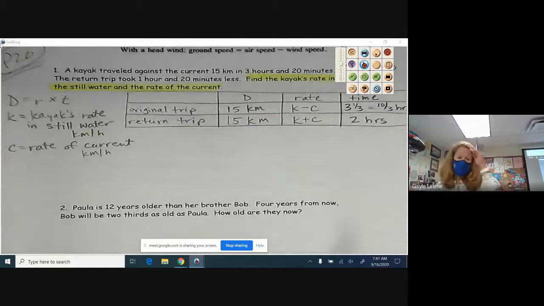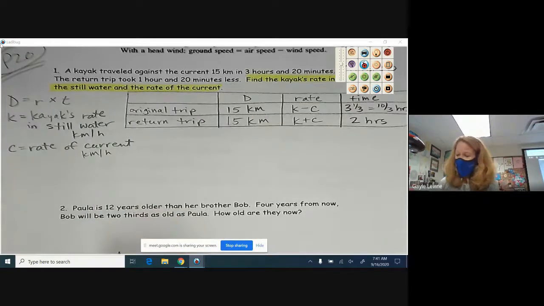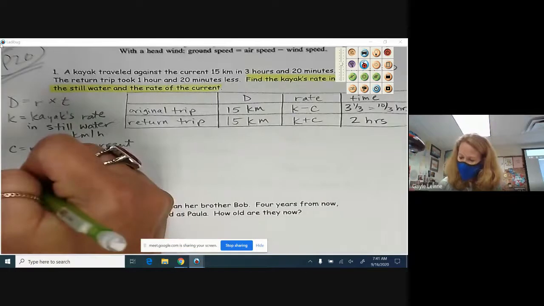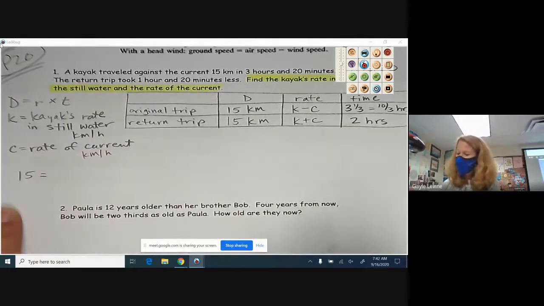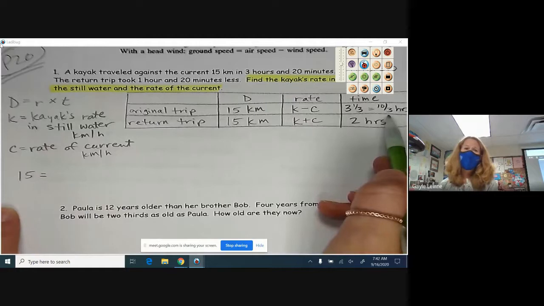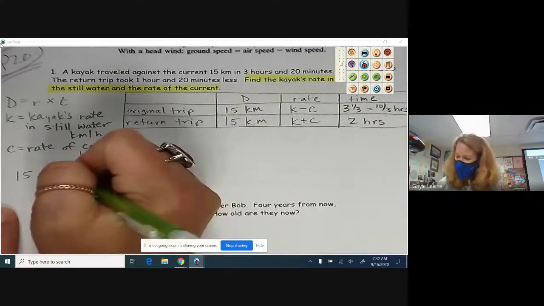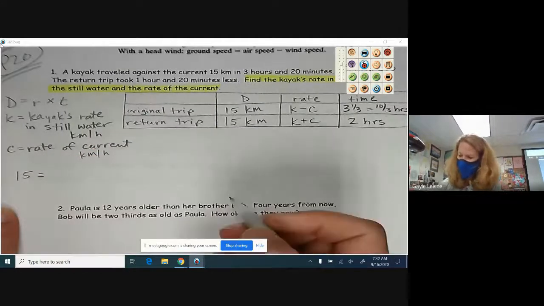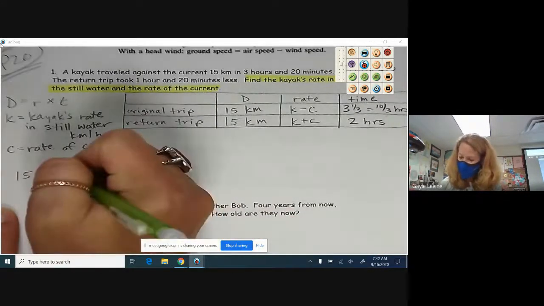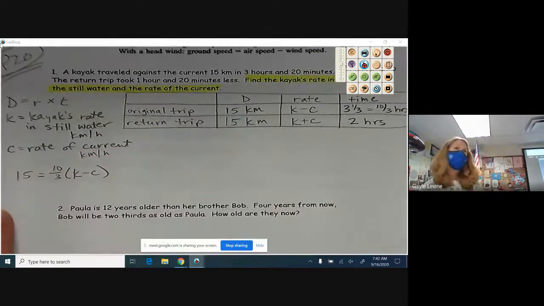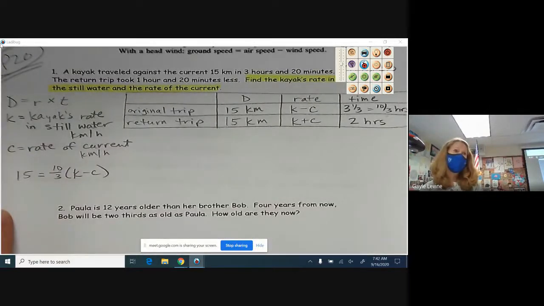Okay, so now I want to write my equations. We're going to have two equations. I'm going to start on the left and work my way to the right. The first equation, we're going to use distance equals rate times time. So I'm going to have 15 equals, and just for ease, I'm going to put the time in front, because it makes more sense to put the coefficient in front of the expression. So I'm doing distance equals time times rate. That means I'm going to have 15 equals 10 over 3 times k minus c.